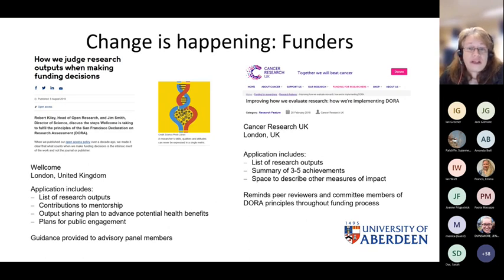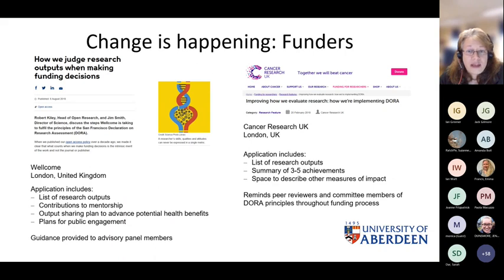Funders are now paying more attention to research assessments when making decisions, and slowly funders are beginning to change and provide information as to what they expect going forwards. So on the slide, there's a couple of examples. We've got Wellcome now asking for a list of research outputs, contribution to mentorship, output sharing plans, and the plans for public engagement as part of their application process.